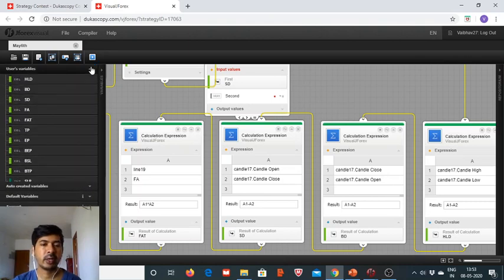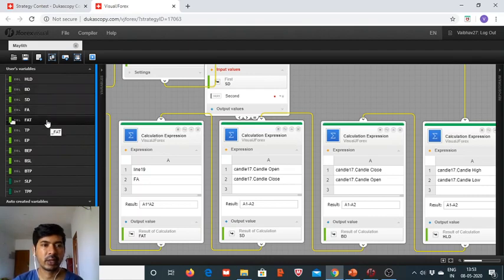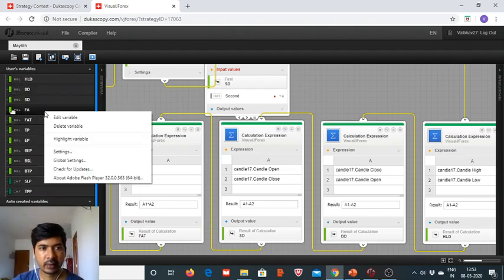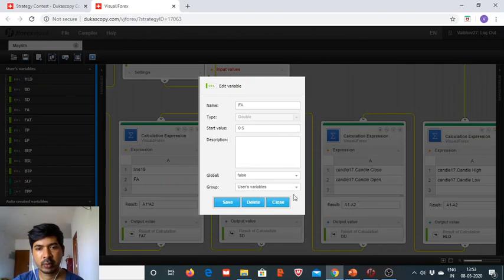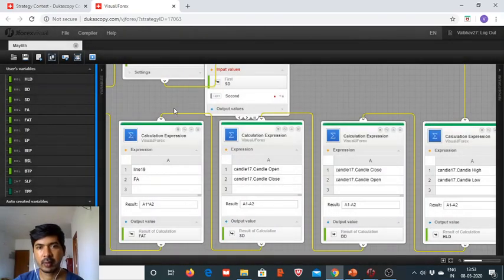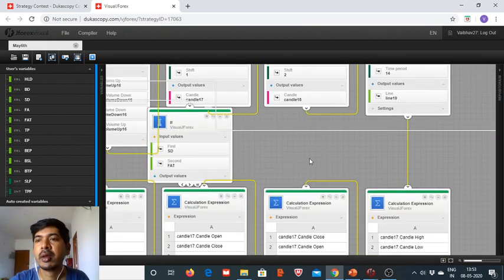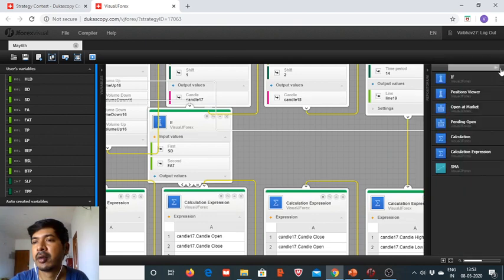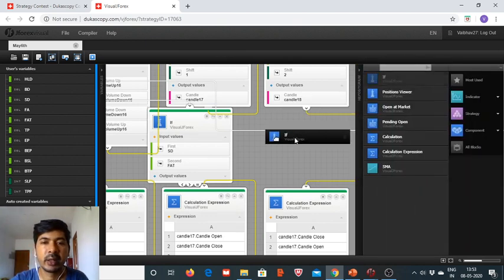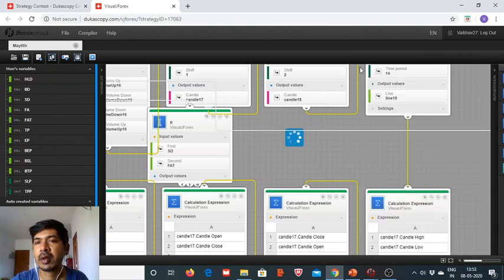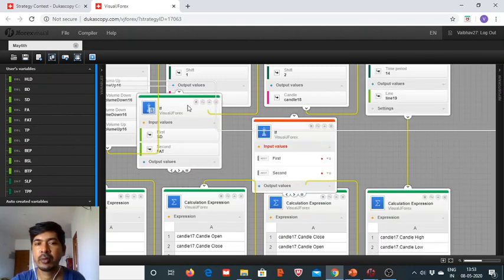So here we go, FAT. Where is FAT? FAT, and the variable is 0.5. No need to be worried about. Now sale difference should be more than 50% of the ATR. We take in another if, and now this time around we want the first input to be greater than.